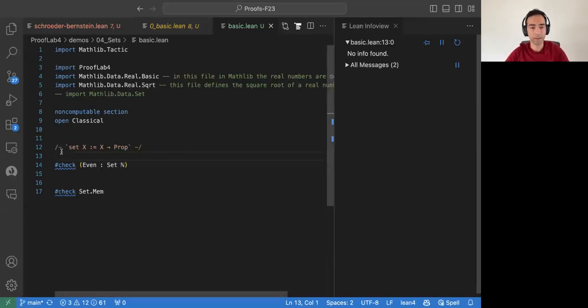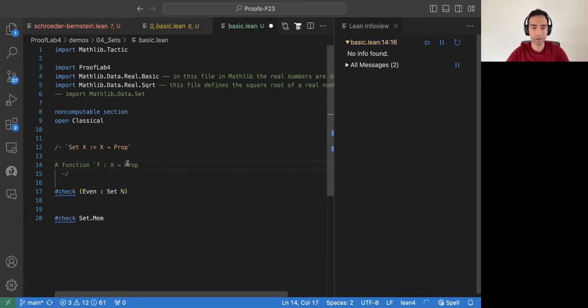So we are wondering what this business Set X is. Here, X is a type, and Set X as a new type is defined as the type of functions from X to Prop. Does anybody remember what is the name of a function from X to Prop? Like if I have a function, let's say I name it F.